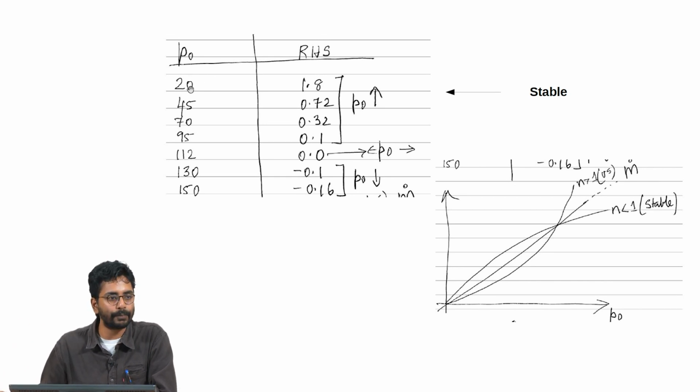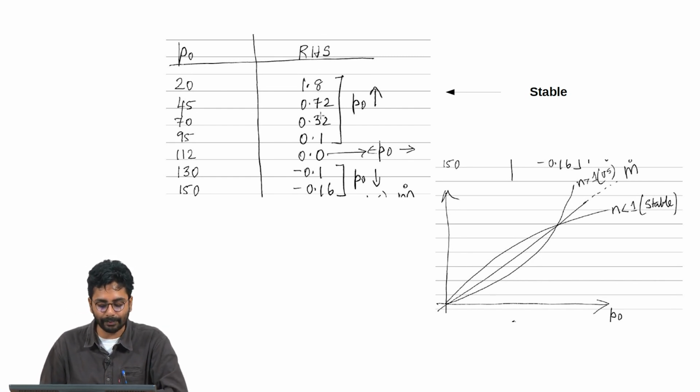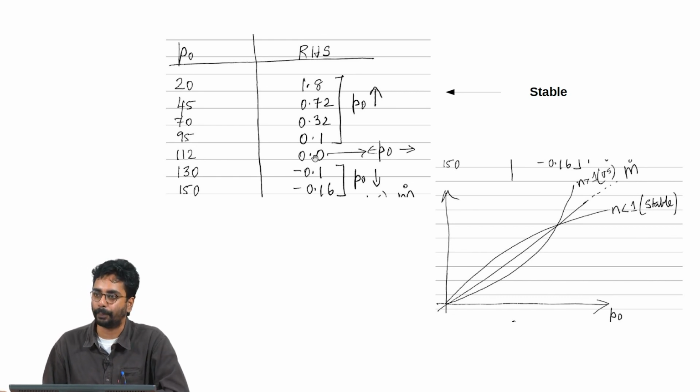So if you start from 20 atmospheres, the right hand side is positive, the pressure will increase, the magnitude of the right hand side term will slowly decrease as the pressure increases, and there will come a particular pressure at which the right hand side is 0.